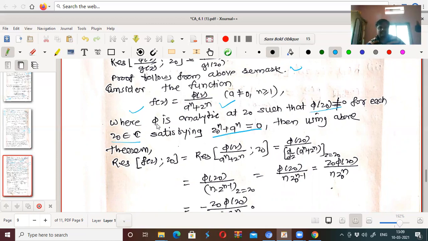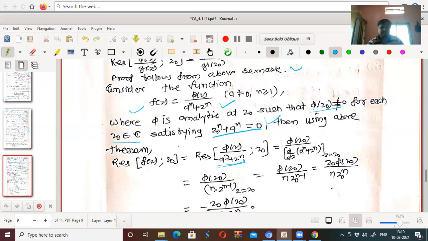Phi, we are considering phi is analytic at z0, where phi at z0 is not equal to 0, but z0 raised to n plus a raised to n equal to 0. Then using the above theorem, we get the residue of f of z at z0 is equal to the residue of phi of z upon a raised to n plus z raised to n, because this has a pole at the point where z raised to n plus a raised to n equal to 0, that means at z0. So it has a simple pole at z0 and phi z is analytic.